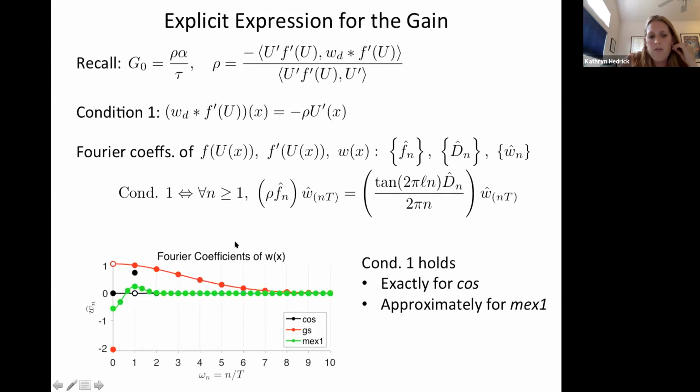And looking back at our 3 examples, that really depends on the decay rate of these coefficients w hat. We find that it holds exactly for the cosine because it only has 1 non-zero Fourier coefficient. It holds approximately for the Mexican hat and not at all for the Gaussian. So the condition really depends on how broad or narrow the weight tuning curve is.